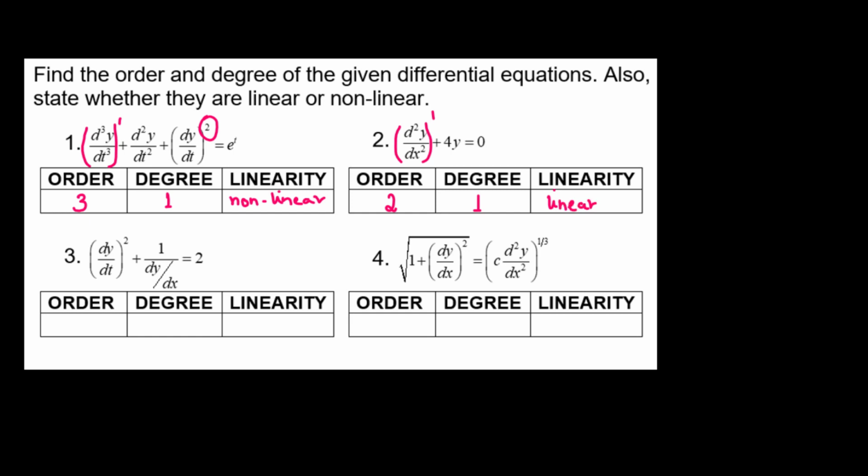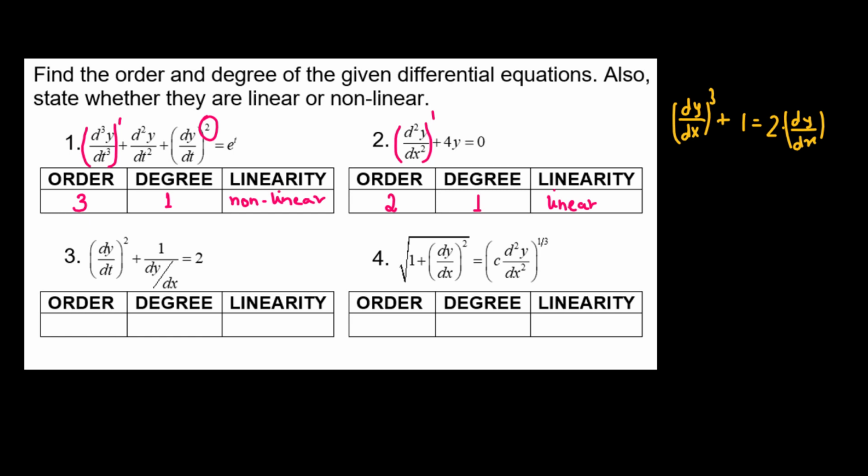Problem number 3. So there is a typo here. We have the first derivative of y with respect to x, it's not t, whole squared, added to 1 over the derivative of y with respect to x, and that equals 2. Now what we'll have to do is simplify this particular differential equation. We're going to multiply throughout by dy over dx, so that is going to give us dy over dx whole cubed plus 1 equals 2 times dy over dx.